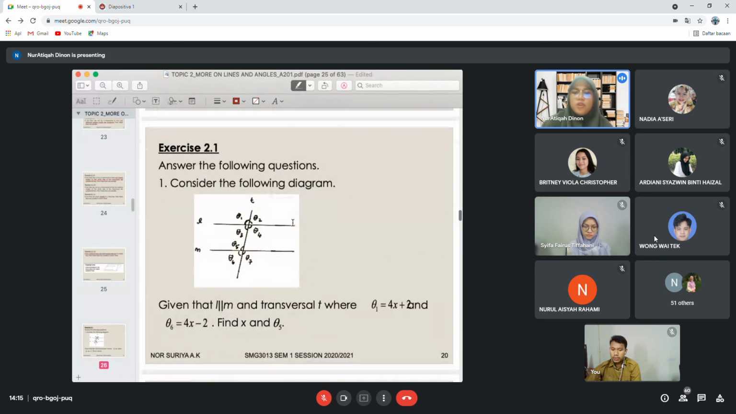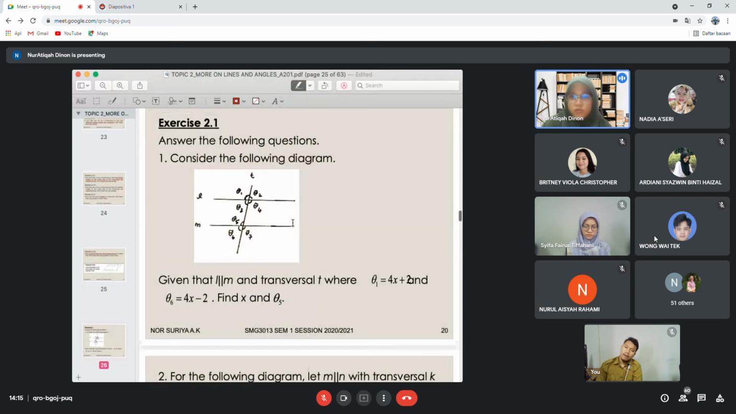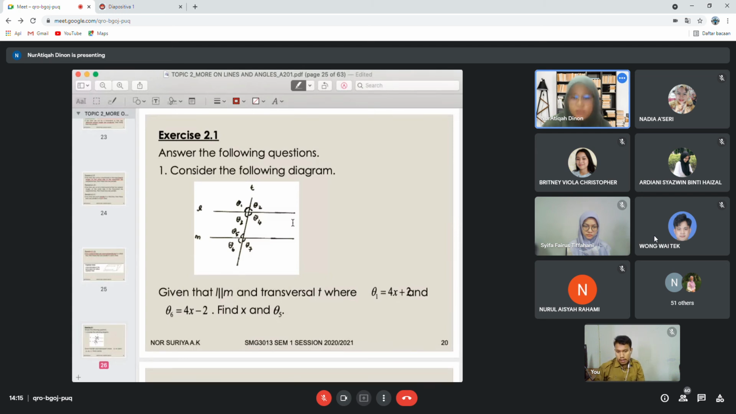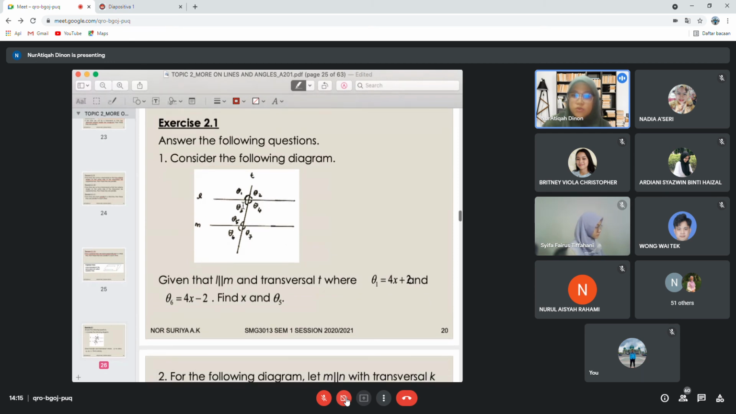To test your understanding, you can try to solve exercise 2.1 here. So we have question 1. We consider this diagram. We have lines L and M, and I think it's almost the same diagram as before. Theta 1, 2, 3, 4, 5, 6, 7, 8 here. Don't get confused. Before this we have 5 here, theta 6 here, 7, 8. But now we don't have theta 8 shown in the diagram. But if you want to tell what theta 8 is, you can have this one as theta 8.